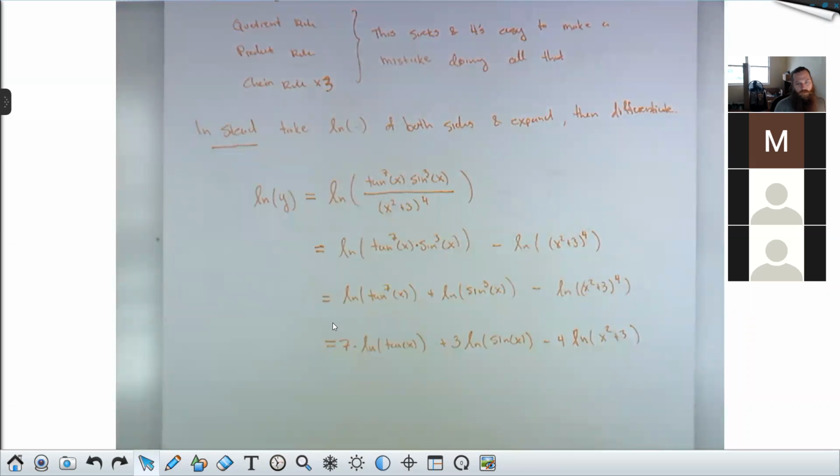And I think you would all agree, I know I feel strongly that this is much easier to differentiate than the nasty thing I started with, because each of these is just like one little piece. It's just one little rule. Each of these needs the chain rule, but it's a little chain rule.